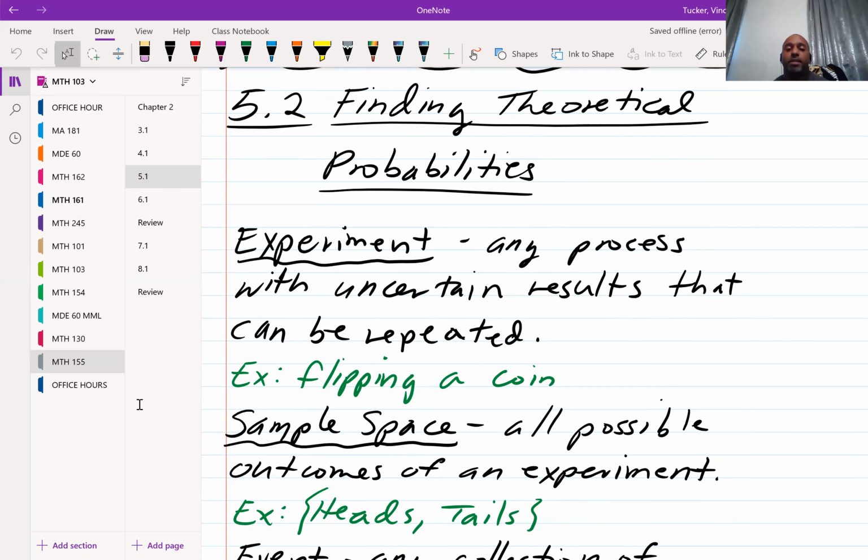And the sample space is going to be all possible outcomes of an experiment. So as far as flipping a coin goes, heads and tails would be the sample space, all possible outcomes of flipping that coin.